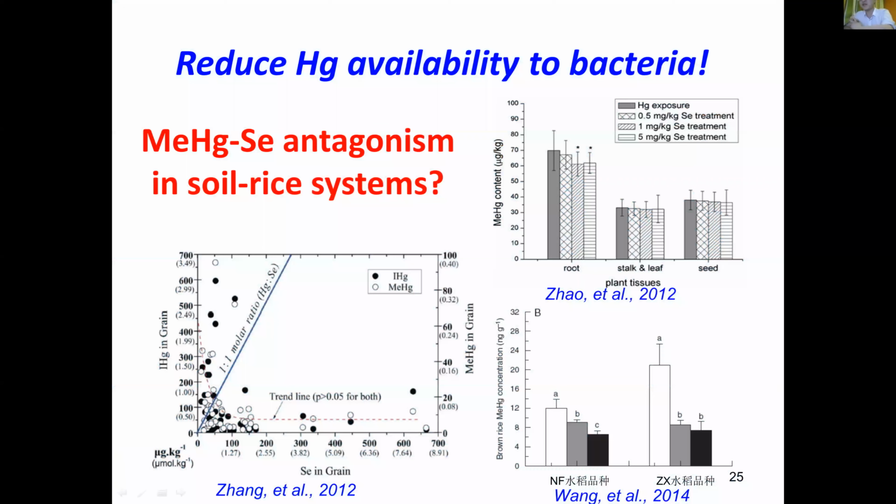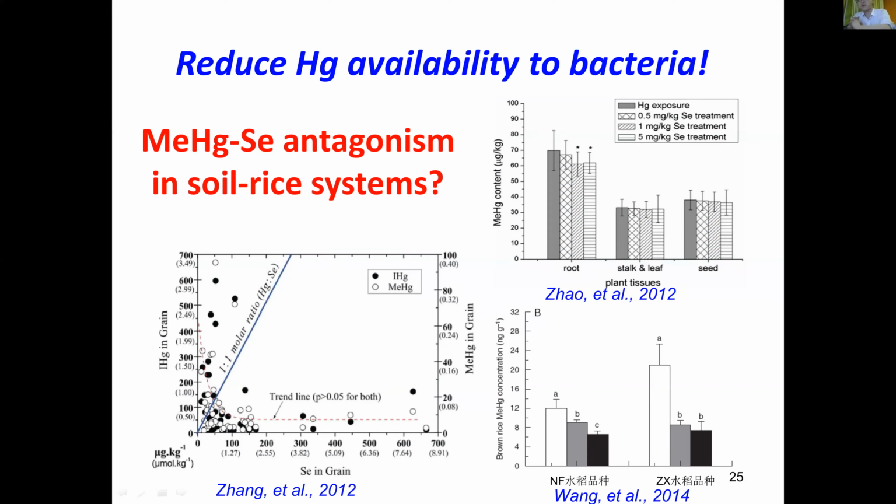However, there are only a few studies investigating the interactions between methylmercury and selenium in terrestrial systems. There are several typical studies. One study in 2012 investigated the relationship between mercury and selenium in a mining contaminated area in China. It's one of the biggest mercury mining areas in the world, the Wanshan mercury mining area in Guizhou province. In that paper, scientists found a very interesting relationship between the mercury concentration in the rice grains, as you can see on the y-axis, and the selenium concentrations in the rice grains. It seems that the selenium in the rice plant can reduce the inorganic mercury concentrations in the rice plants.